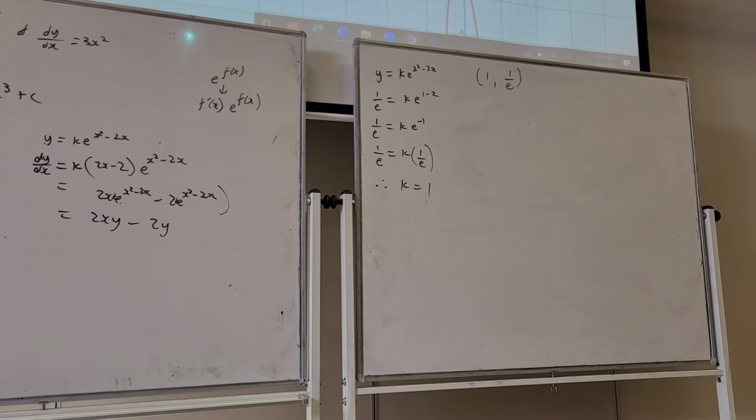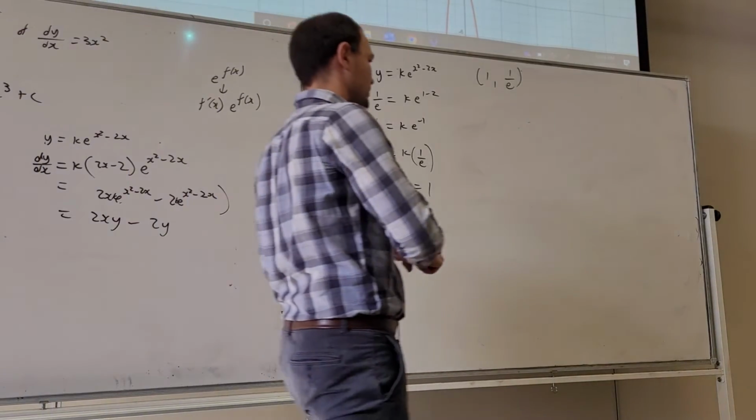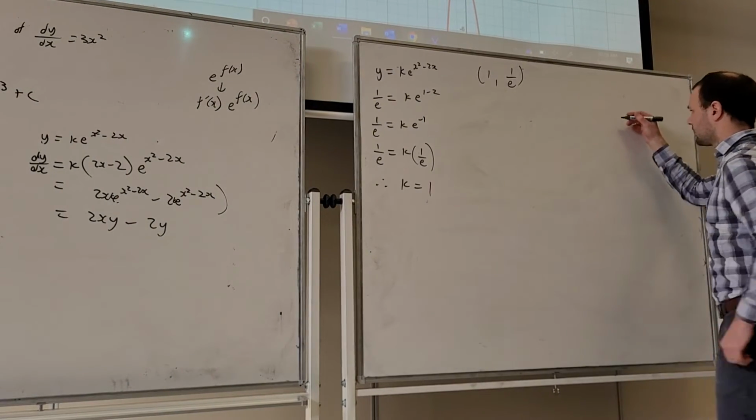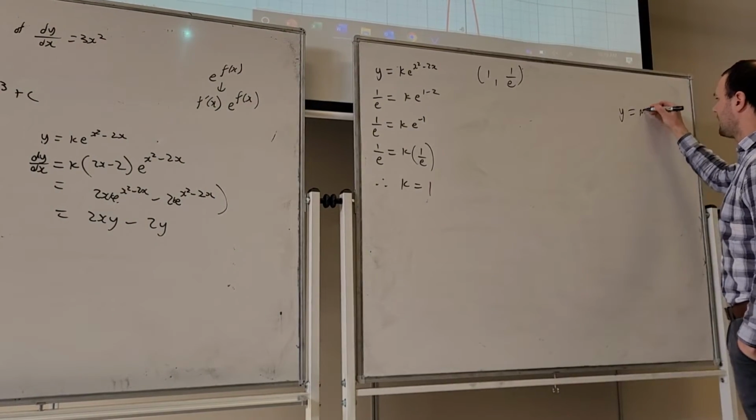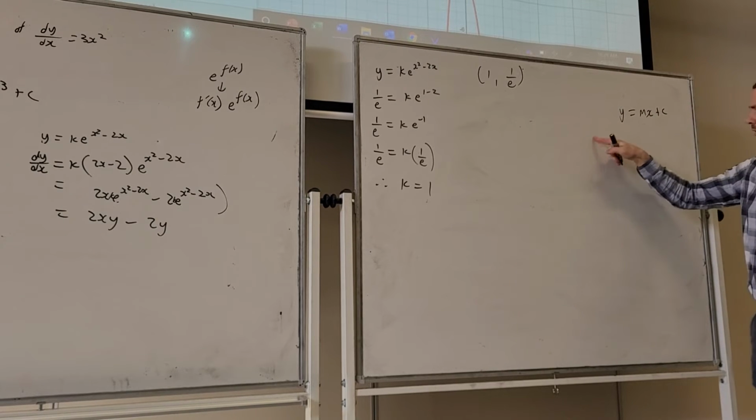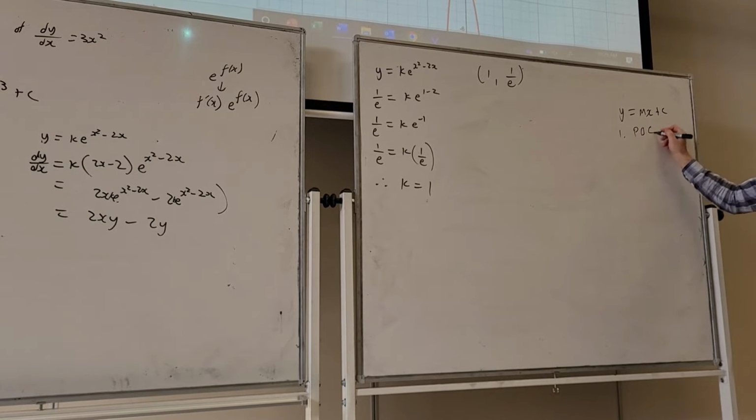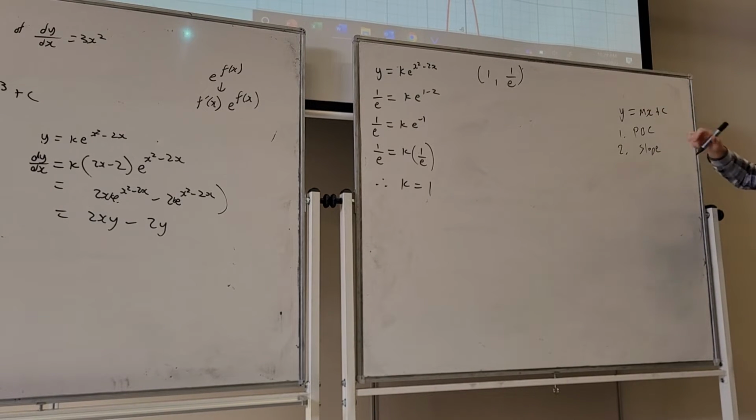Okay, find the equation of the tangent at this point. So a little bit of a recap of some applications of calculus. For a tangent, it's the equation of a line. All right, it's y equals mx plus c, isn't it? So what are the things we need? We need the point of contact and we need the slope. Okay. Point of contact we've established. It's touching at the point x is 1, y is 1 on e. And we need the slope.